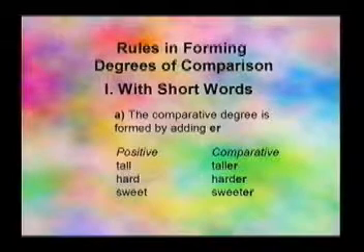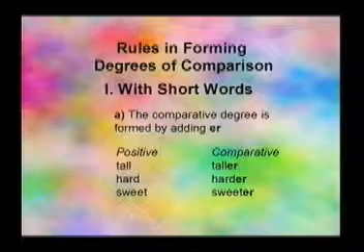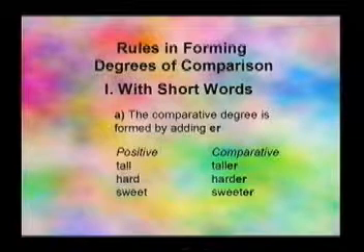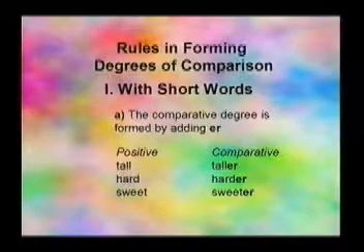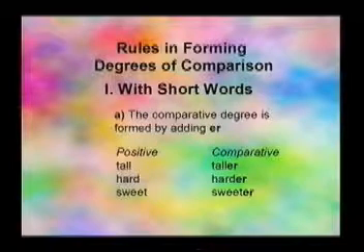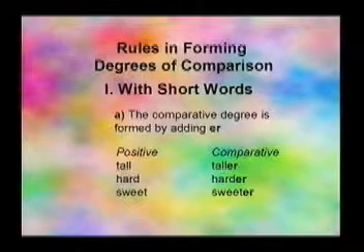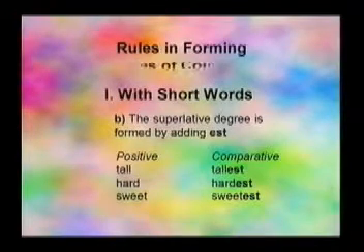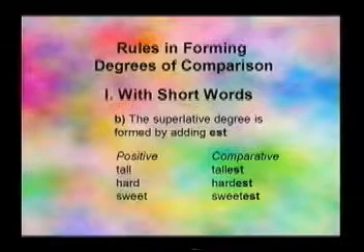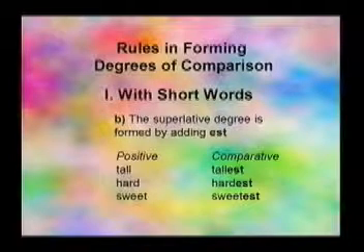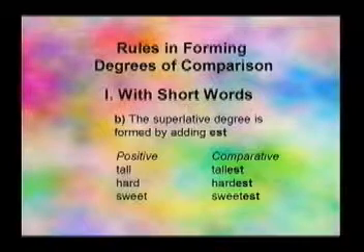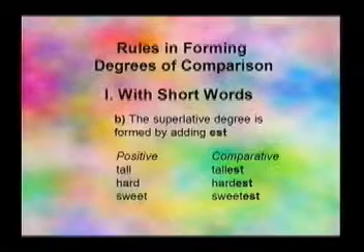Rules in forming the degree of comparison. With short words, the comparative degree is formed by adding ER. For example, positive, tall, comparative, taller, hard, harder, sweet, sweeter. The superlative degree is formed by adding EST. For example, positive, tall, superlative, tallest, hard, hardest, sweet, sweetest.